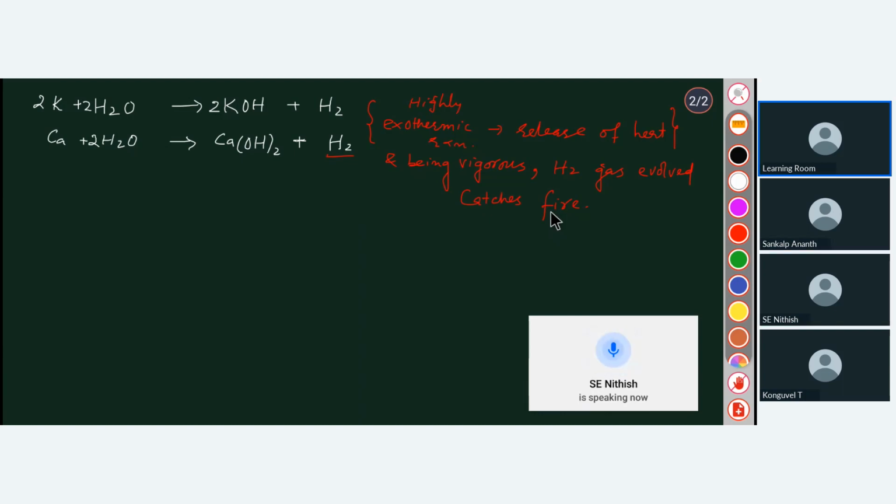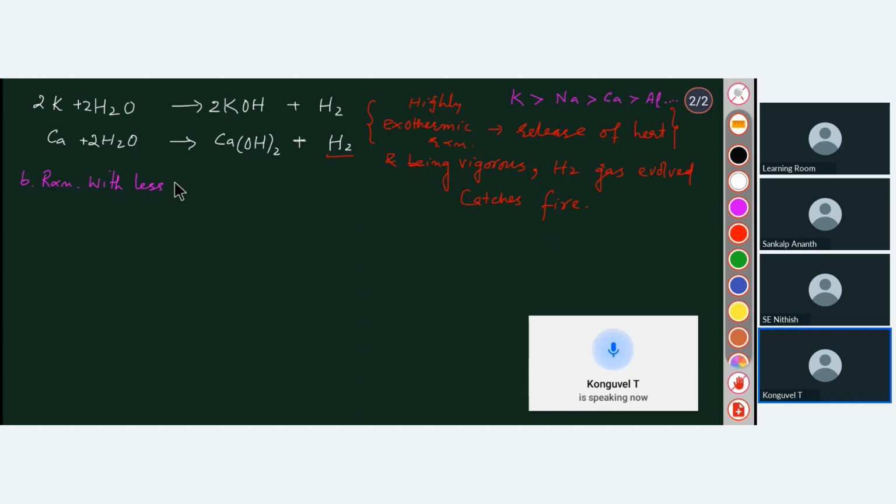Then let's see how less reactive metals will react. Next we will write here, reaction with less reactive metals. Sir, is this reactivity based on the reactivity table? Exactly, the series you have seen in your text. Potassium is highly reactive, then sodium, then calcium, then aluminium. This is the activity series what you have studied.